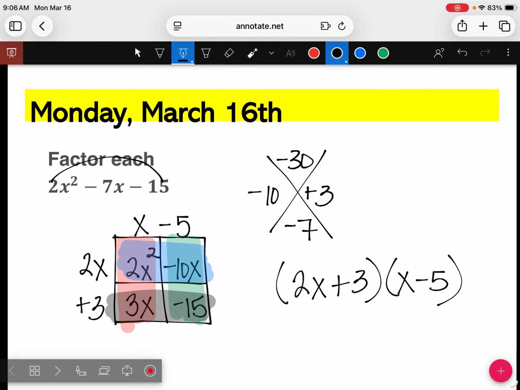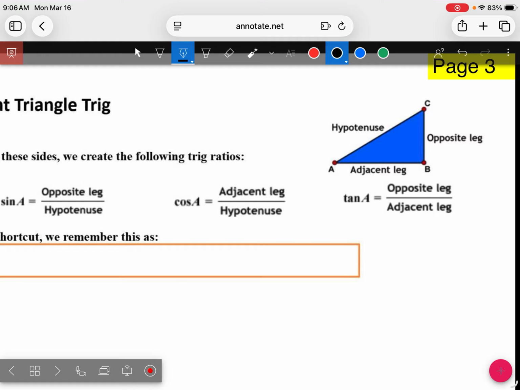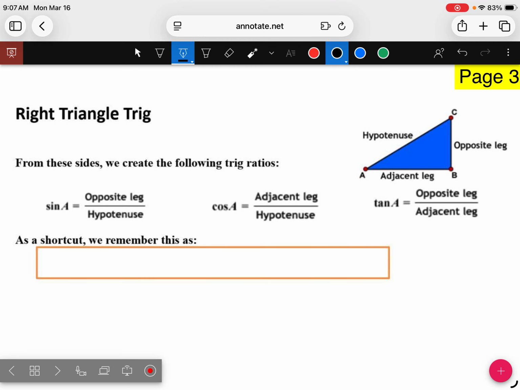All right, let's go to our notes. Let's go to page 3. So the most important part of this chapter is being able to, it's on this table over here, identify opposite, adjacent, and hypotenuse, okay? Just remember the hypotenuse is always across from the 90-degree angle.